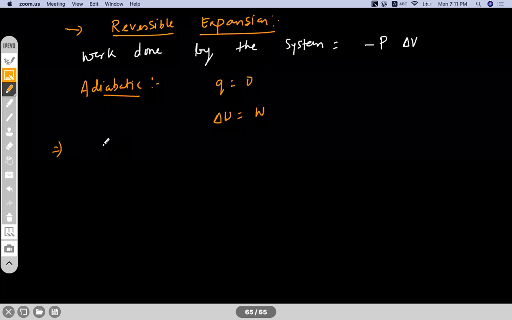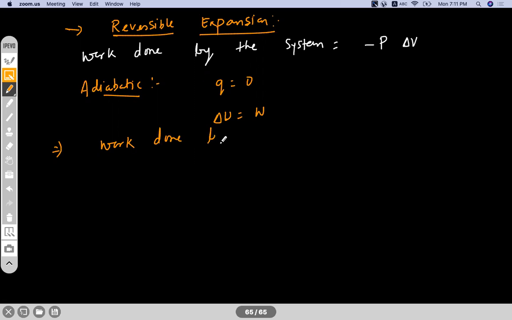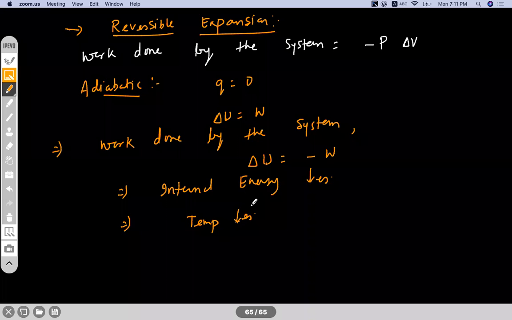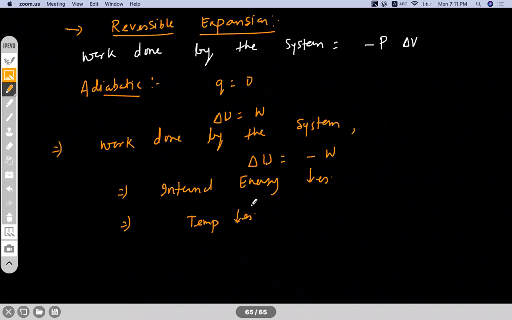So if you have work done by the system, it means delta U is equal to minus W, negative this side. So it means internal energy decreases, which means what? The temperature of the system also decreases. Work done by the system, internal energy decreases, temperature also decreases.